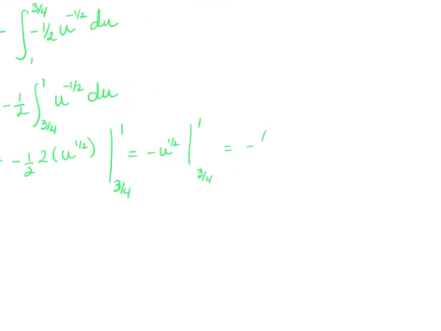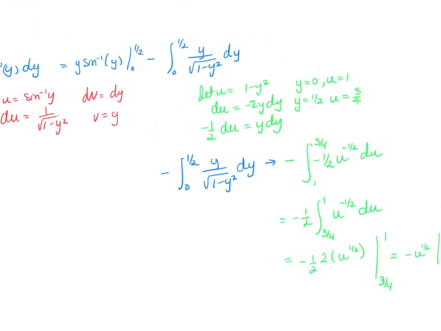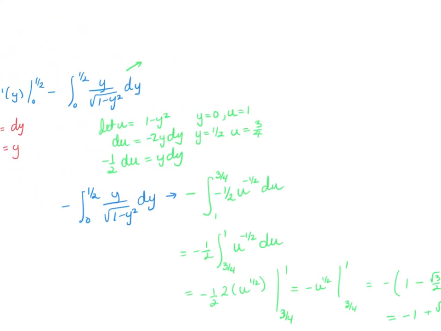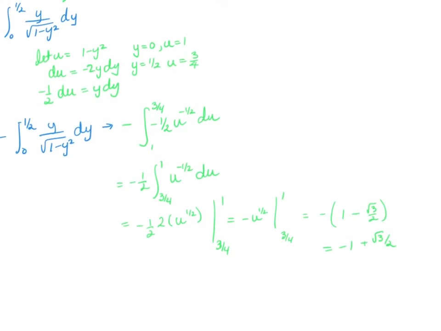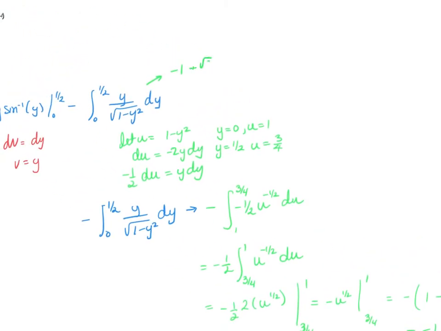So negative, and I have 1 raised to the 1/2 is 1, and then minus 3/4 raised to the 1/2, so it'd be the square root of 3 over 2. So this is going to become negative 1 plus the square root of 3 over 2. That's that part. Now, just this piece is negative 1 plus square root of 3 over 2.